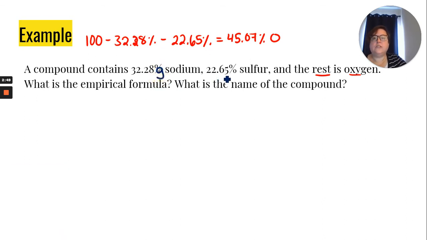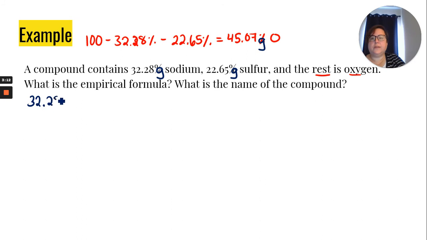Now, what we're going to do is we are going to pretend that we have 100 grams, so that this is 32 grams, this is 22 grams, and this is 45 grams. Then we can convert to moles. So we take our grams and convert them to moles. It doesn't matter the order that you do these in. Personally, I like to do them in the order they're given, so I don't skip over any, and because when you write the formula, you want to write them in the same order that they're given.